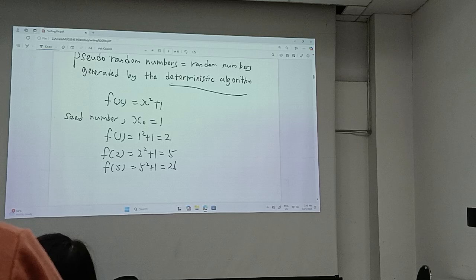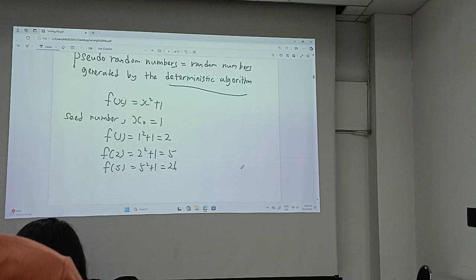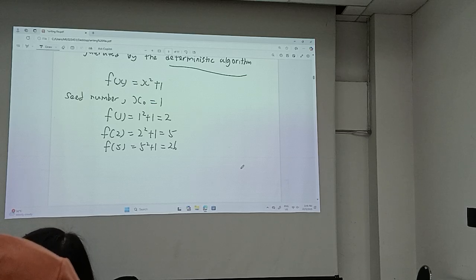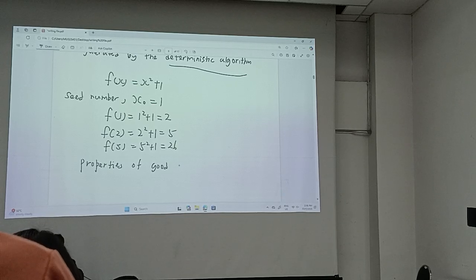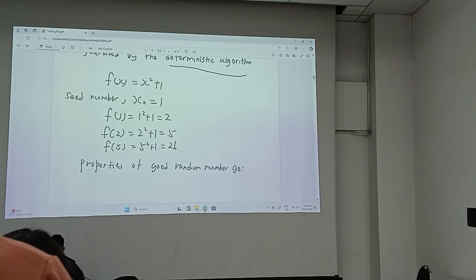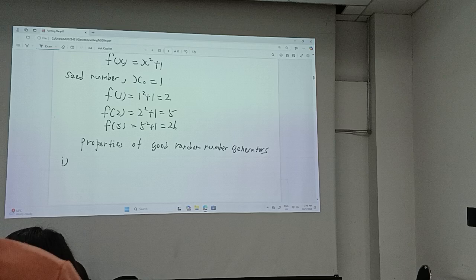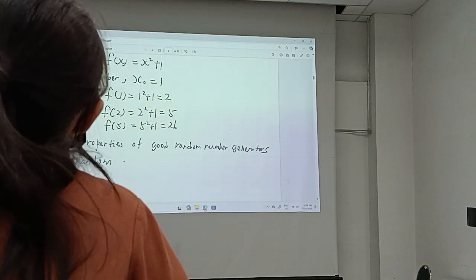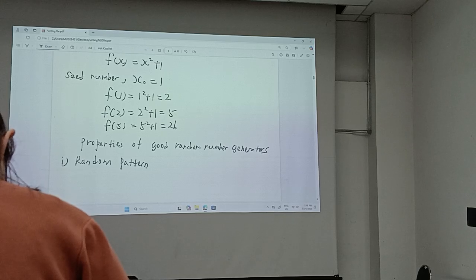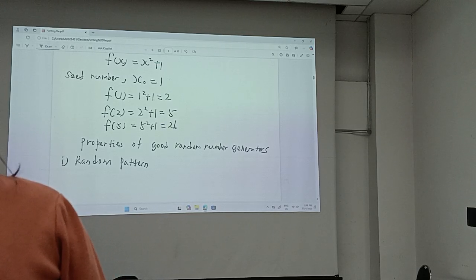So this is a deterministic algorithm. We can't simply generate any series of random numbers. We need to generate a good series of random numbers. So let's go through the properties of a good random number generator. The first property is that the random numbers must have a random pattern. What does random pattern mean? Let's take a few examples.